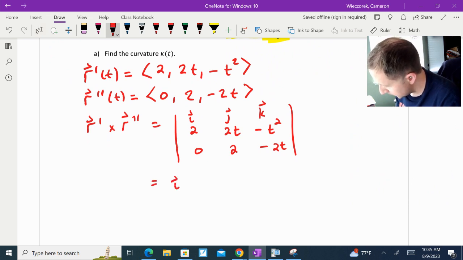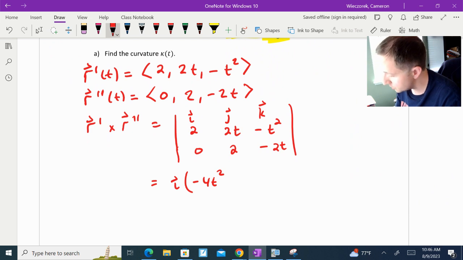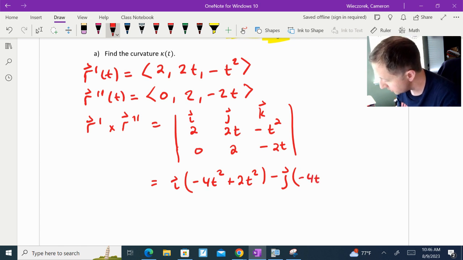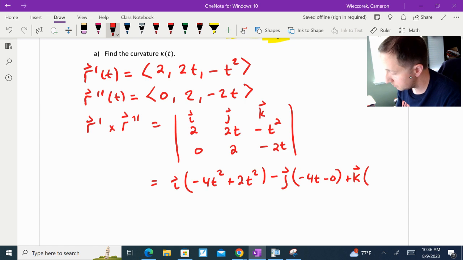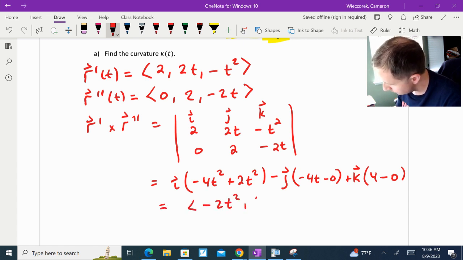We end up with i times, crossing off first row, first column, 2t times negative 2t would be negative 4t squared, minus 2 times negative t squared would be plus 2t squared. Minus j, remember to flip the sign. Crossing off first row, second column, I would have 2 times negative 2t would be negative 4t, minus 0 times negative t squared would be minus 0. Plus k, times, crossing off first row, third column, 2 times 2 would be 4, minus 2t times 0 would be 0. So we end up with negative 2t squared, positive 4t, once I distribute the negative sign, and 4.